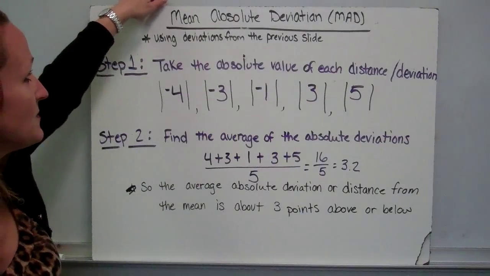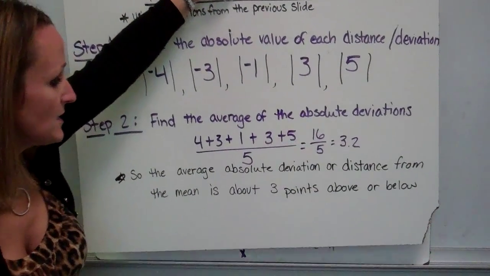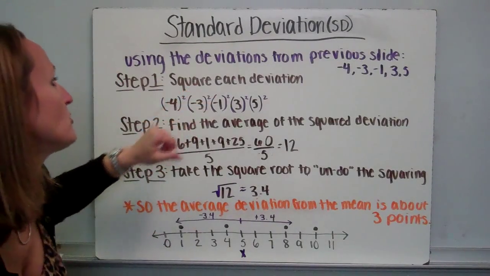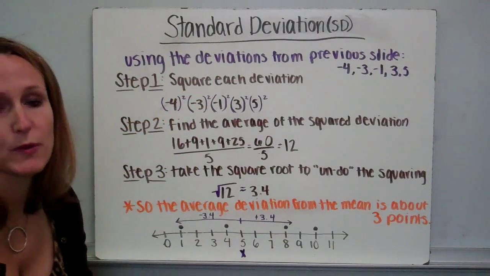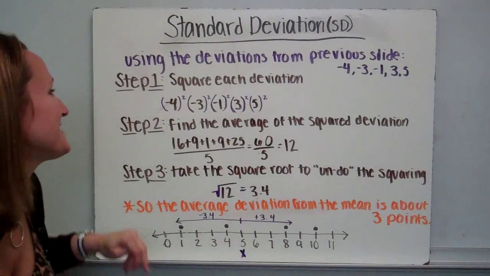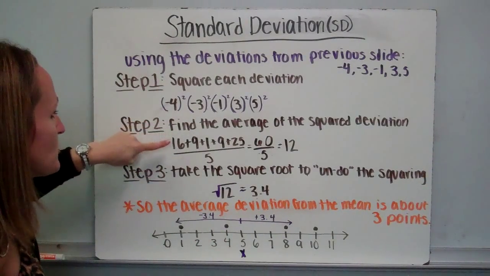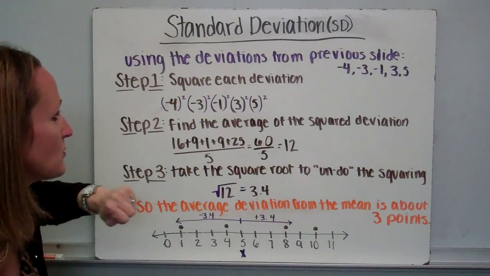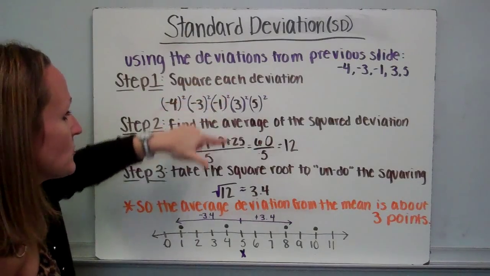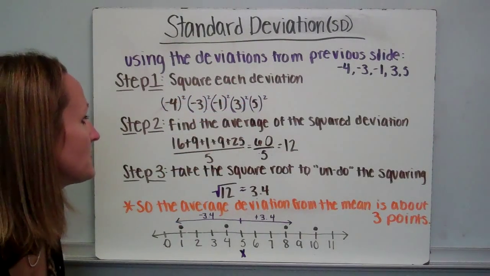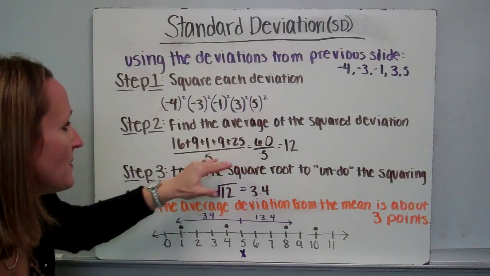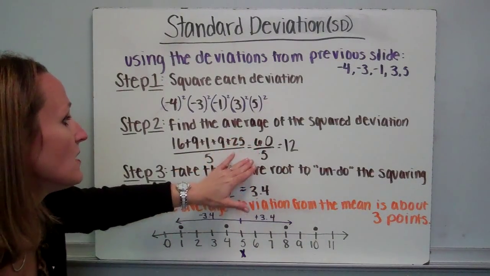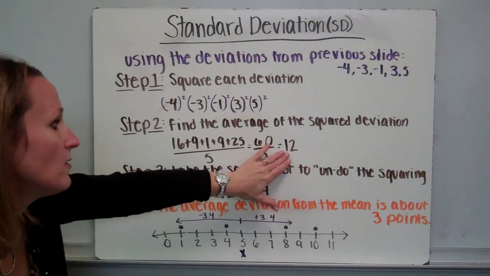So now let's take the same set of numbers and do the standard deviation. Okay, this time we're going to square each deviation. Remember, when you square a negative number, it always comes out positive. So we would do -4 squared and get 16, -3 squared and get 9, -1 squared leaves us with 1, 3 squared gives us 9, and 5 squared gives us 25. We're still going to add them up and divide by 5, just like we did for the mean absolute deviation. This time when we divide, we get 12.